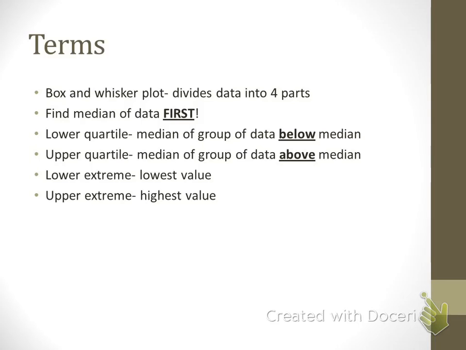That'll make a lot more sense once we do example 1. But for now, I just need you to have the terms. So I'll go ahead and pause the recording so everybody can write these down.